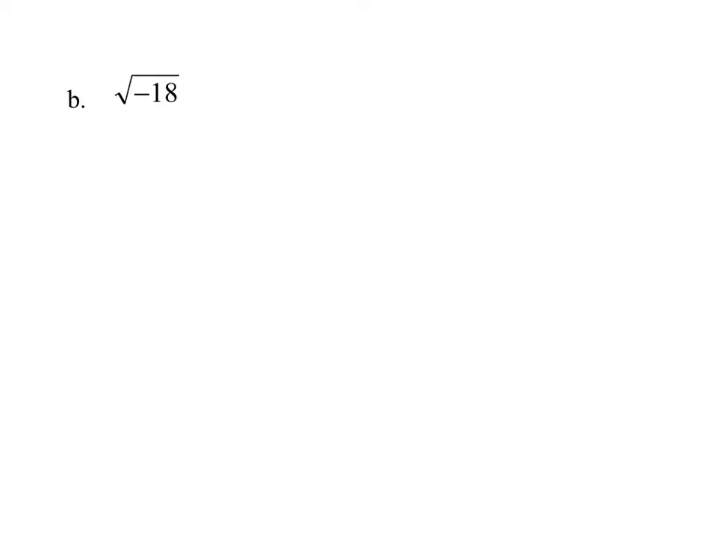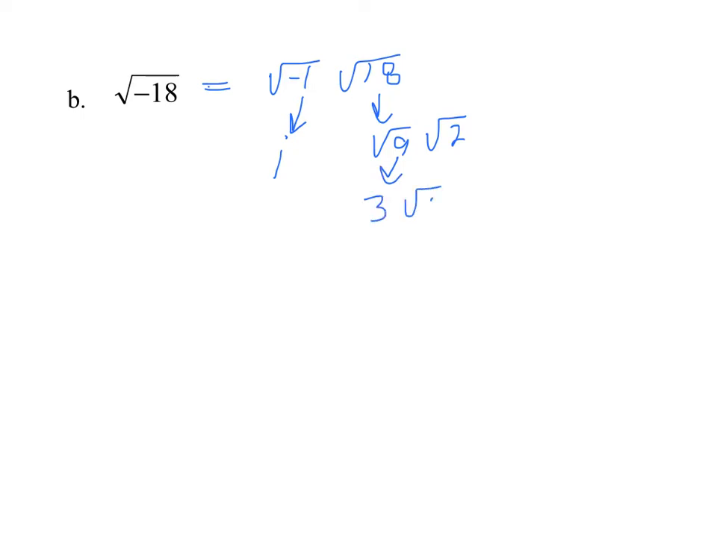Here is another example. Break this up into the square root of negative 1 times the square root of 18. The square root of negative 1 is simplified as i. The square root of 18 is broken down into the square root of 9 times the square root of 2. Simplify the square root of 9 as 3. Then putting this all together, you've got your coefficient, your i, and your square root of 2.